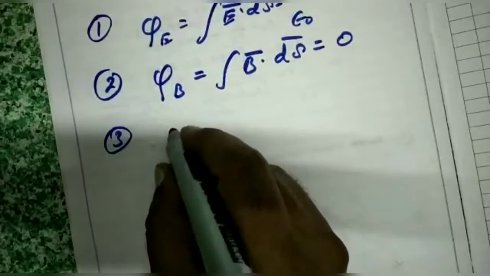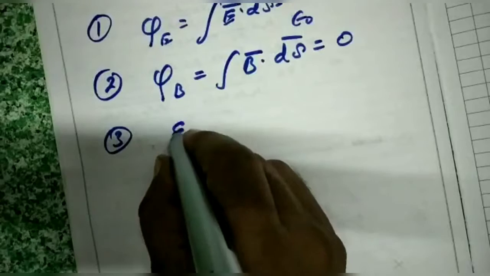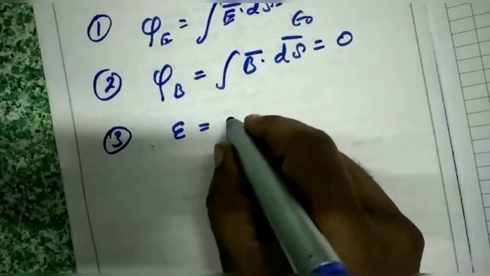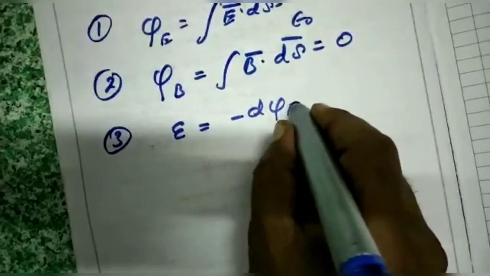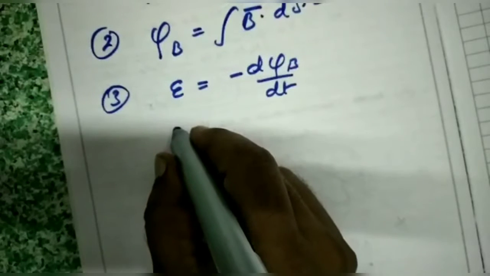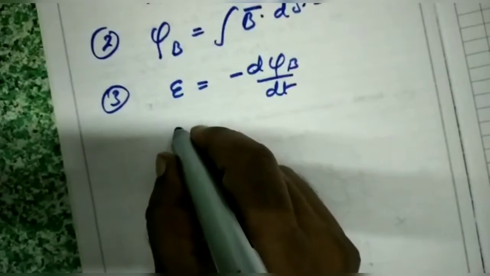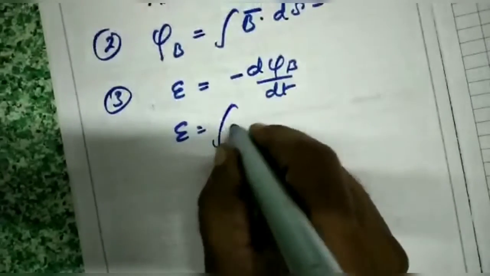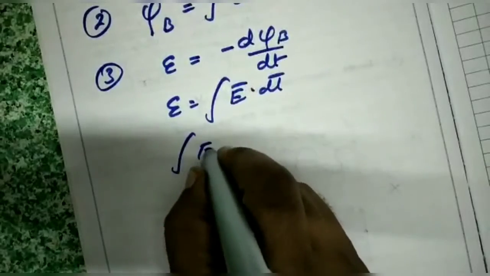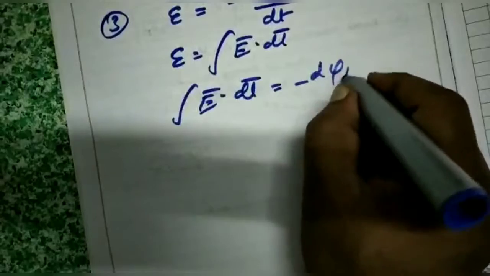Similarly, we studied Faraday's law of electromagnetic induction. What is that? The induced EMF in any coil, if it is linked with time varying flux, is given by minus d phi b by dt. But we can express EMF according to its definition. It is the work done in revolving 1 coulomb charge by the source. So EMF can be expressed like this, integral E bar dot dl bar. Then the equation will become integral E bar dot dl bar is equal to minus d phi b by dt.